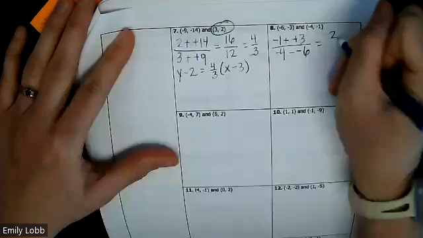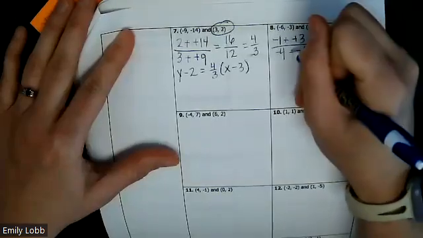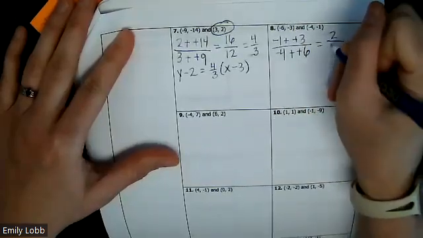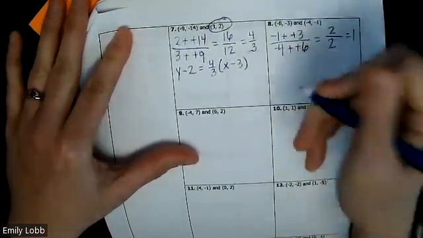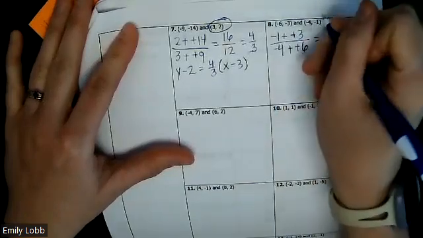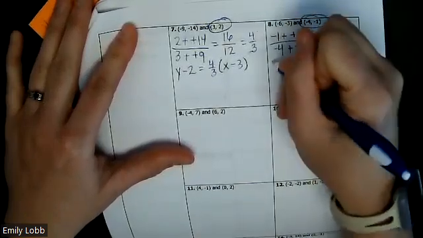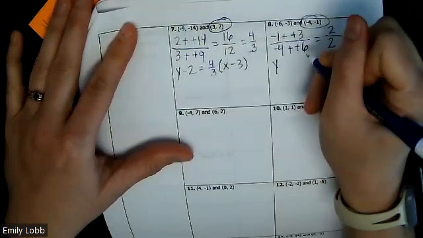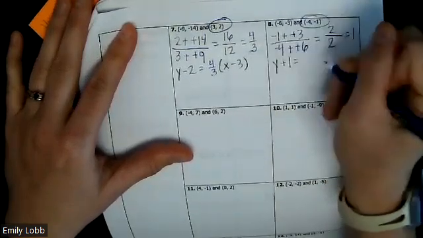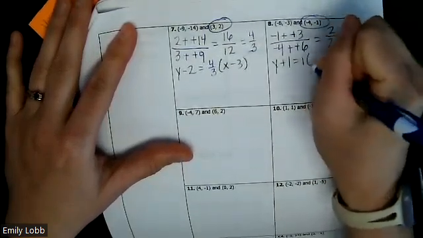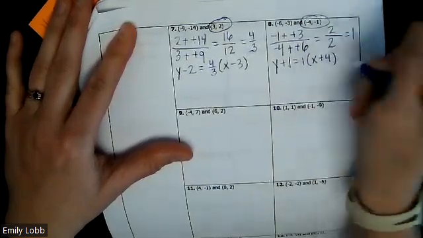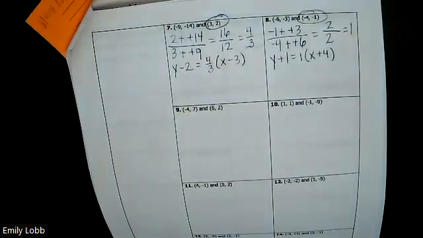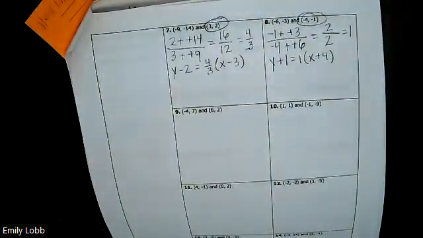-1 plus 3 is 2. -4 plus 6 is also 2. So our slope is really just 1. So we can pick any point you decide. y plus 1 is equal to 1, so you can put it there, times x plus 4. We're always taking the opposite of the x and y values when we put it into our point slope form.